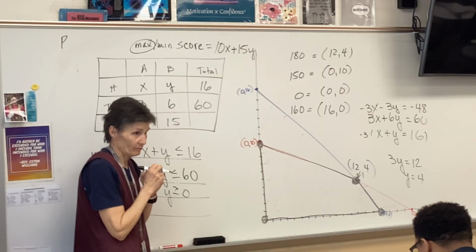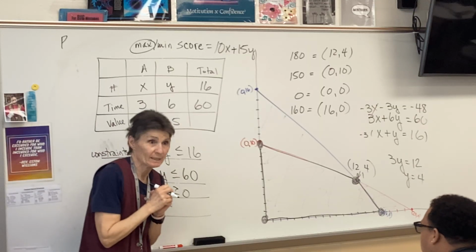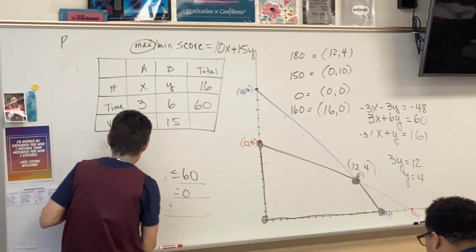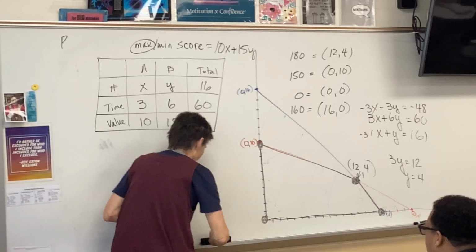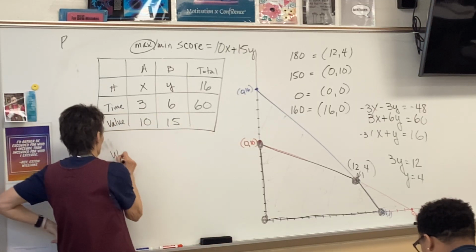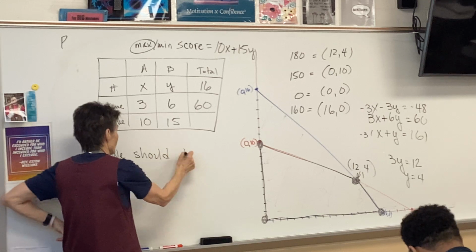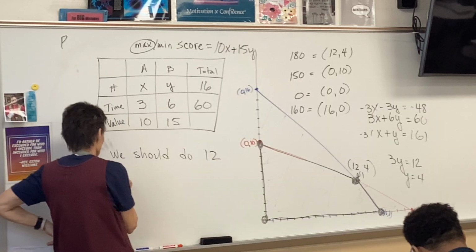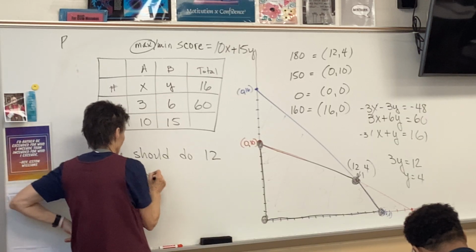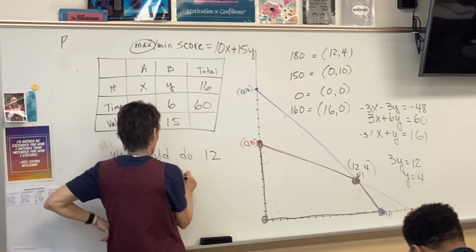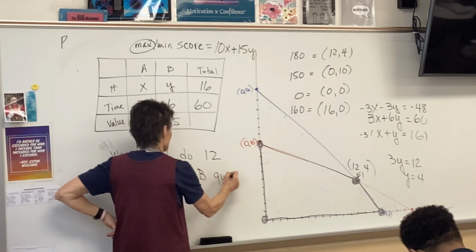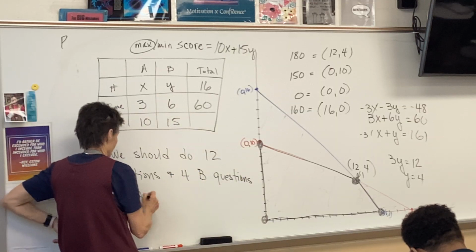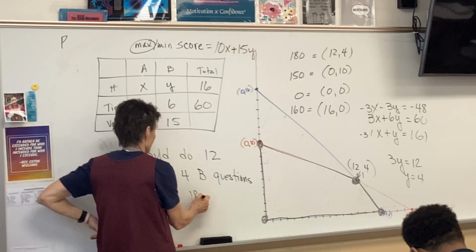Okay, what was our objective? Get the highest score we can get, right? So we're going to write a sentence to wrap it up. We should do, and you do this in your own words, we should do 12 A questions and 4 B questions for a total of 180 points.